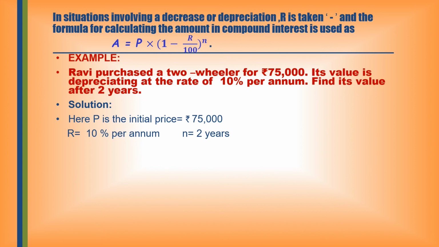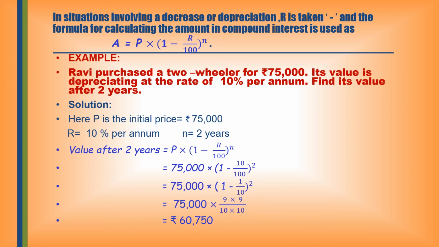That's why the plus is replaced by minus. Now we substitute the values in the place of P, R and N. So the given thing is changed as 75,000 into 1 minus 10 by 100 whole raised to 2. We can express 10 by 100 in the lowest term, that is 1 by 10. Then take the LCM. Here we have to subtract. 1 minus 1 by 10 is equal to 9 by 10. And the answer of that has to be repeated twice. When you multiply and then you cancel the zeros, you get the final answer as rupees 60,750, which means the value of the two-wheeler which is bought for rupees 75,000 will be rupees 60,750 after 2 years. So these are the practical applications of the same amount formulas.